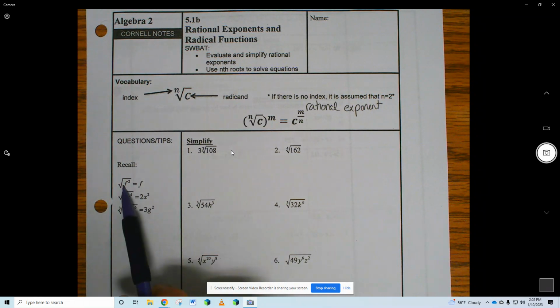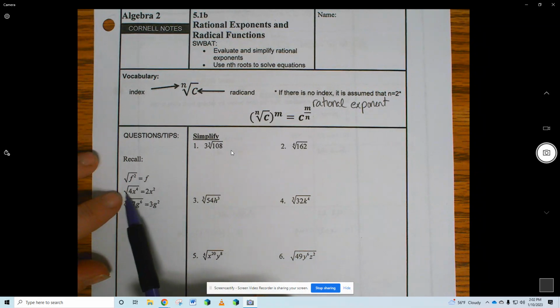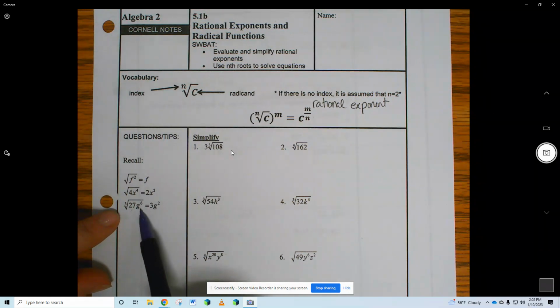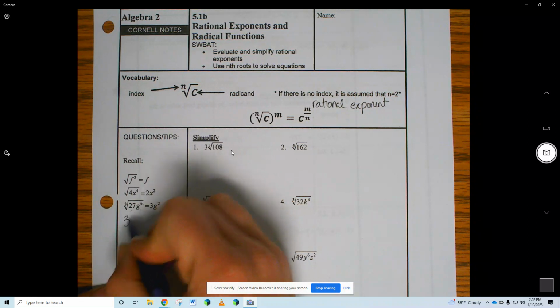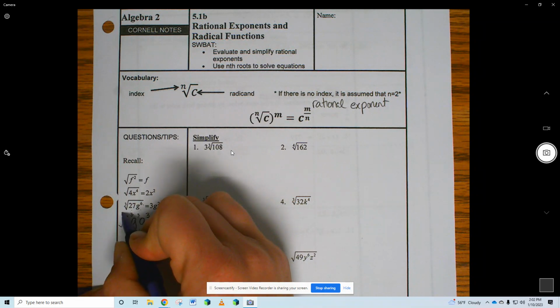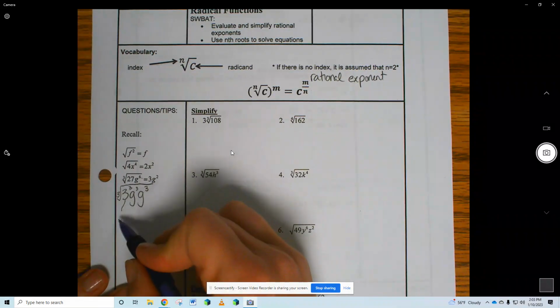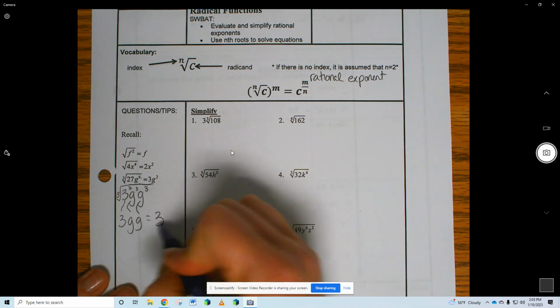I did some things over here on the side, like the square root of f squared is just an f. The square root of 4x to the fourth, well, the square root of 4 is 2. The square root of x to the fourth is x squared. And then cube root of 27g to the sixth. Since it's a cube root, it would be like 3 to the third, g third, g third. And that's how everything came out. A 3 came out, no longer underneath. A g came out, and a g came out, which gives me the 3g squared.